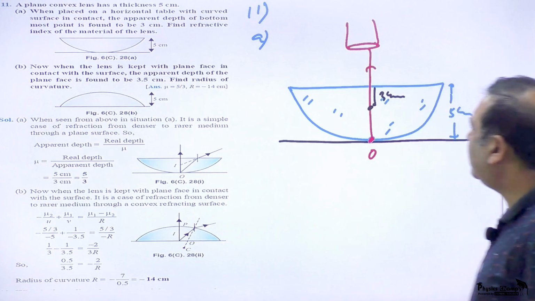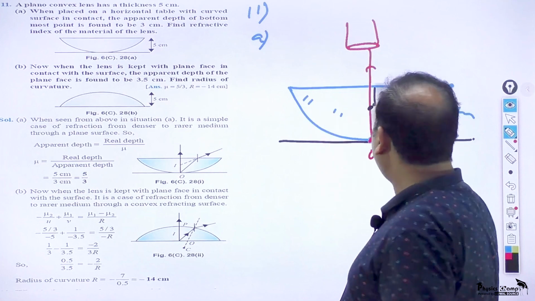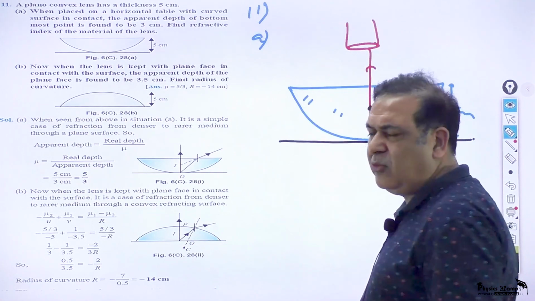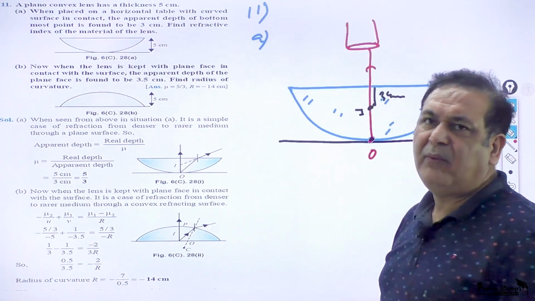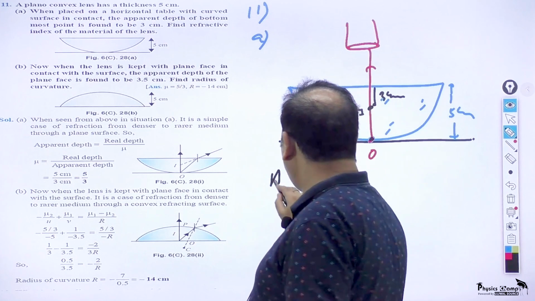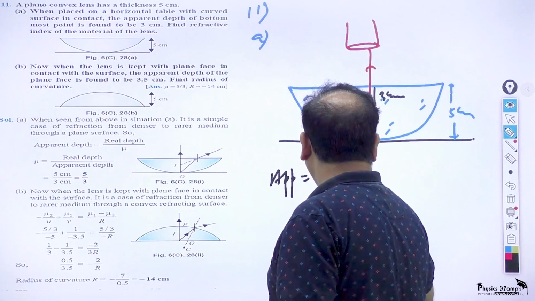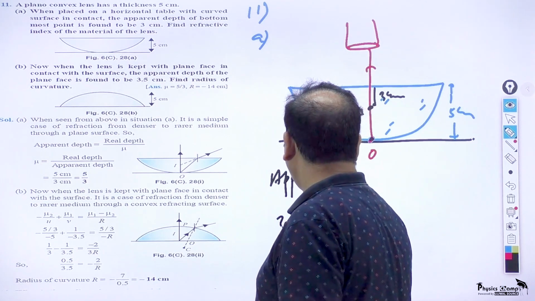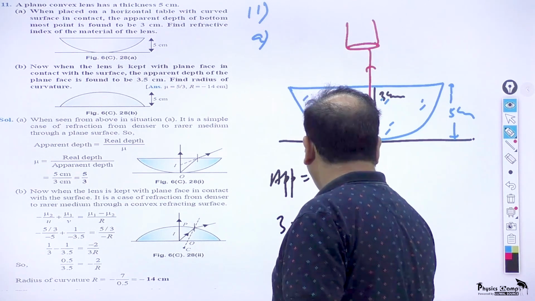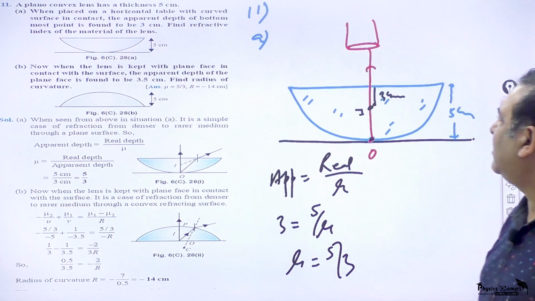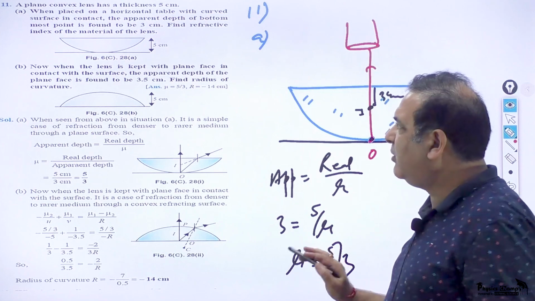So this is the first situation when you are watching it through its plane surface. So its plane surface is above. This is the actual position of the depth, but its apparent depth is found to be 3 centimeter. What is the refractive index? There we will use the basic formula: apparent depth is equal to real depth by mu. Apparent depth is 3 centimeter, real depth is 5 centimeter. So we can get the refractive index as 5 by 3 of the glass of this plano-convex lens. This is part A.